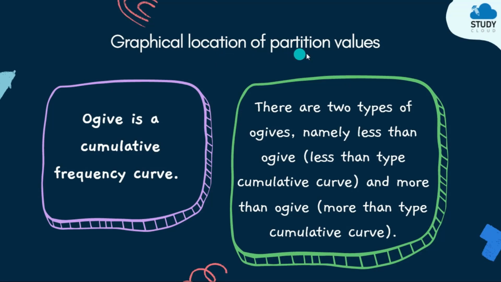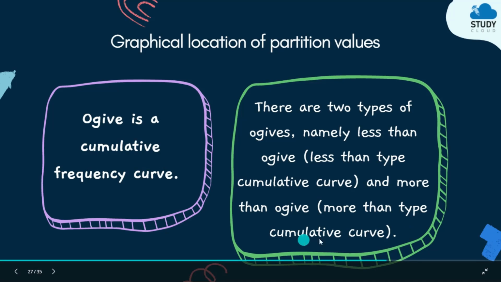Graphical location of partition values. So here, ogive is a cumulative frequency curve. There are two types of ogives: one is the less than ogive, meaning the less than type cumulative curve, and the other is the more than ogive, that is the more than type cumulative curve.